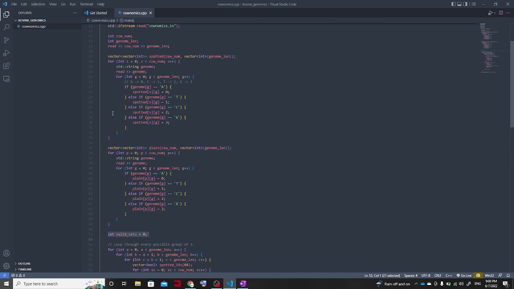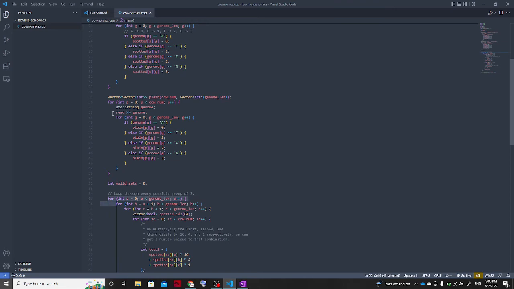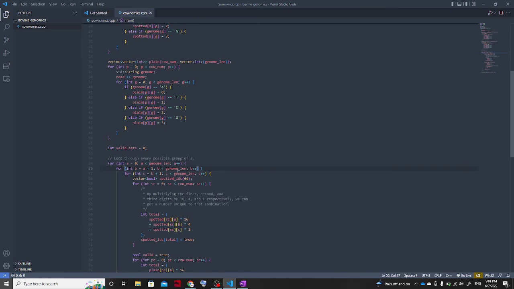Now what they're doing is keeping track of their answer in a valid set and going through every possible group of 3. So that's for A is less than genome length, and then B is equal to A plus 1, B is less than genome length, and C is equal to B plus 1, C is less than genome length. Just a quick note here, this iteration style is going to ensure that we don't do any repeated triplets. Since B is always greater than A and C is always greater than B, we can never have any 6 permutations. So that's essentially what this is doing. And also this ensures that A is never equal to B, B is never equal to C.